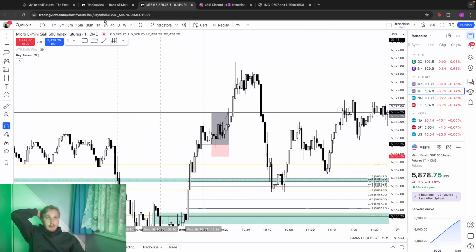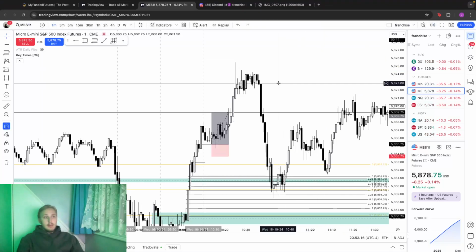But yeah, that's about it. First trade on the funded. Off to a good start. Didn't over risk, didn't over leverage. Kept it calm and composed, and we did what we needed to do.